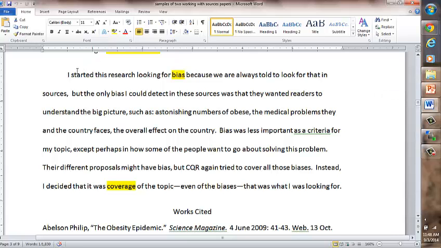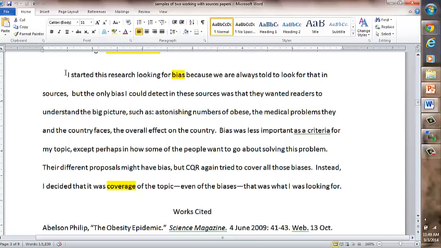This student has an interesting conclusion. I'll have talked about it in class too, but I think it's so important. I'll hit home here too with this idea. This student says, I started this research looking for bias because we're always told to look for that in sources, but the only bias I could detect in these sources was that they wanted readers to understand the big picture. Some subjects won't have the typical bias or treatment of bias, and so that's why I want you to discover your criteria for what makes a good source inductively.